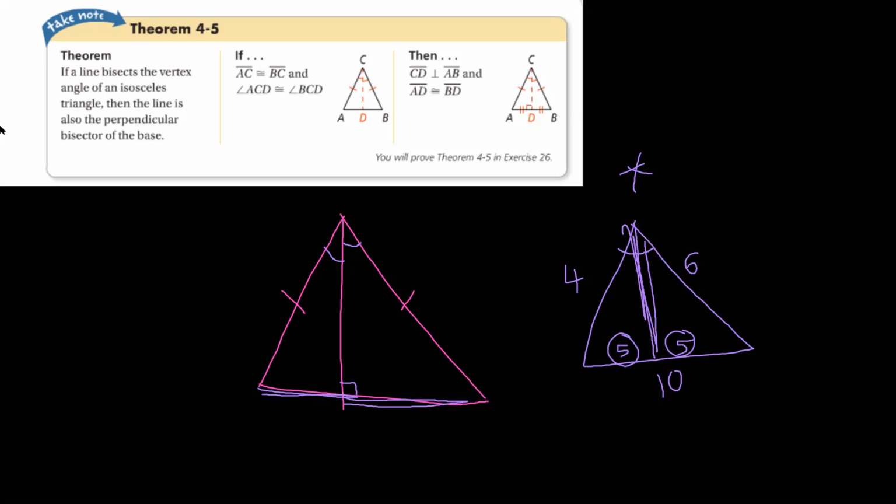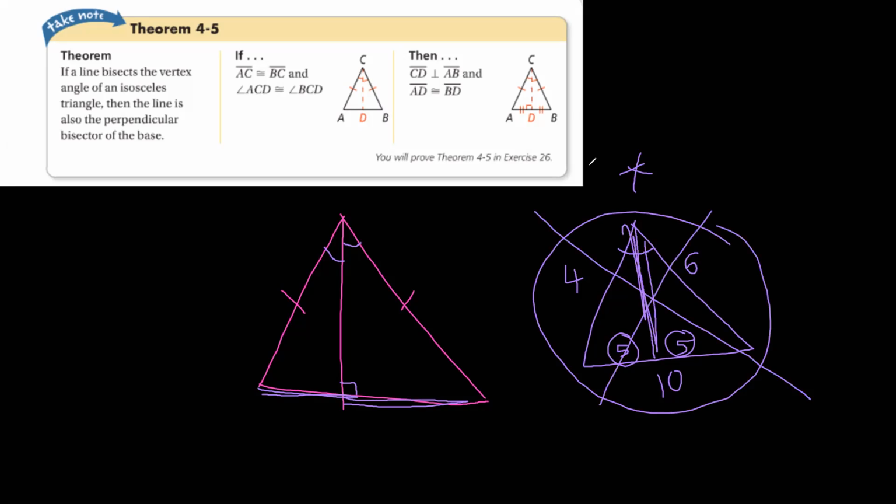I'm asking you now. I told you if a line bisects the vertex angle of an isosceles triangle. Is this one an isosceles? No, teacher. So it cannot happen. They are not equilateral. It must be isosceles, not equilateral. It must be isosceles.